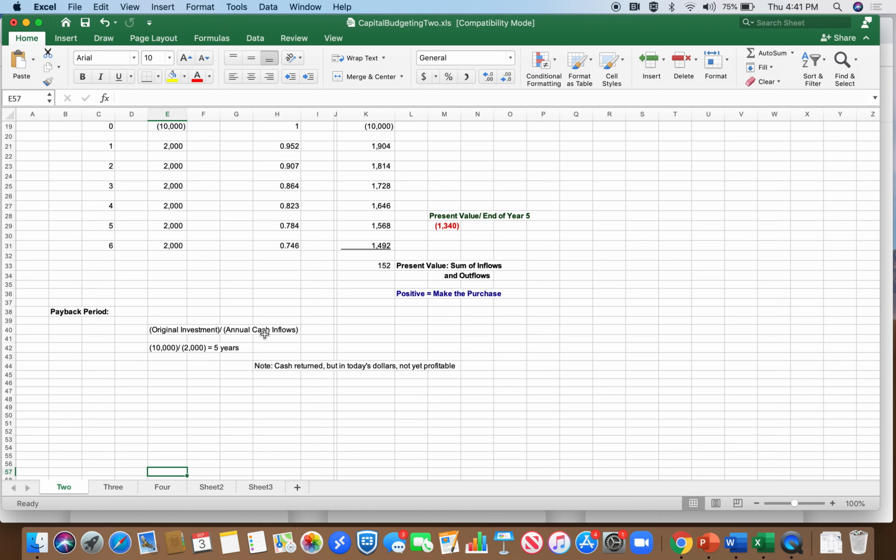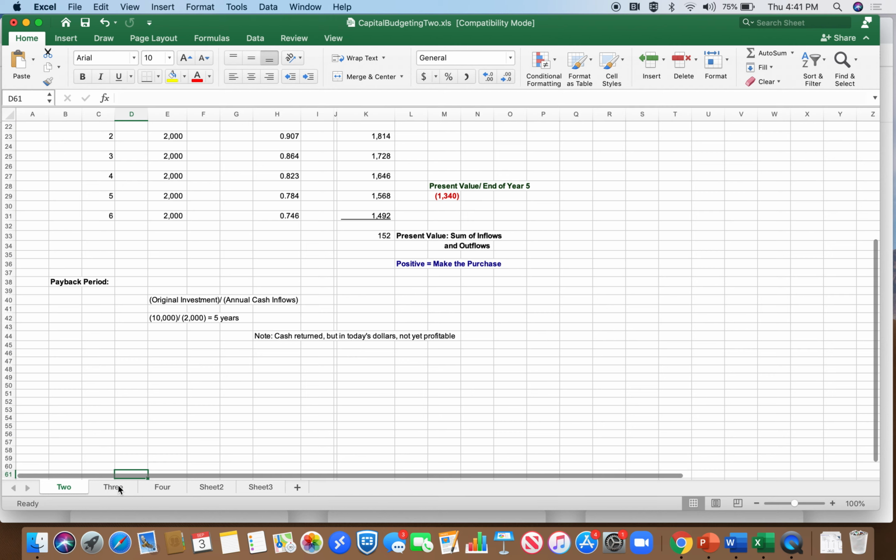I'm going to scroll down to pick up a term here called payback period. The original investment divided by the annual cash flow. You'll note that these are not adjusted for present value. The $10,000 that we put out the door for the sewing machine divided by the annual amount that we get, $2,000, means that we recover or get paid back our original investment in 5 years. The cash is returned, but in today's dollars, you're not yet profitable at the end of 5 years. So at the end of 5 years, if we use present value, it's actually a negative number.